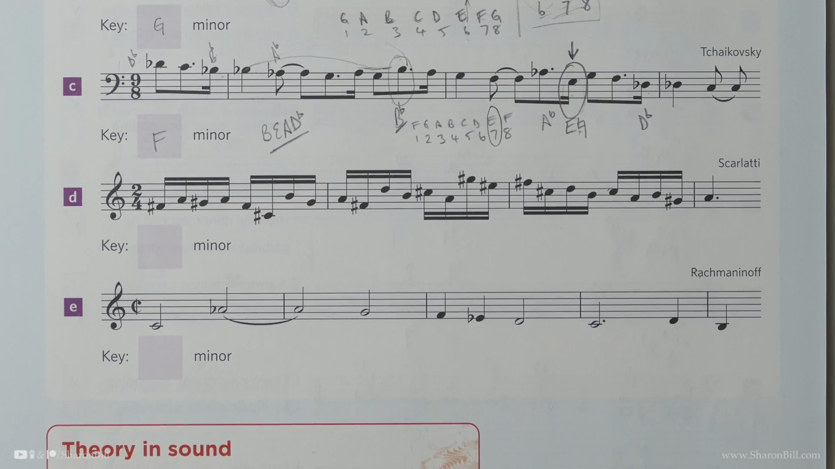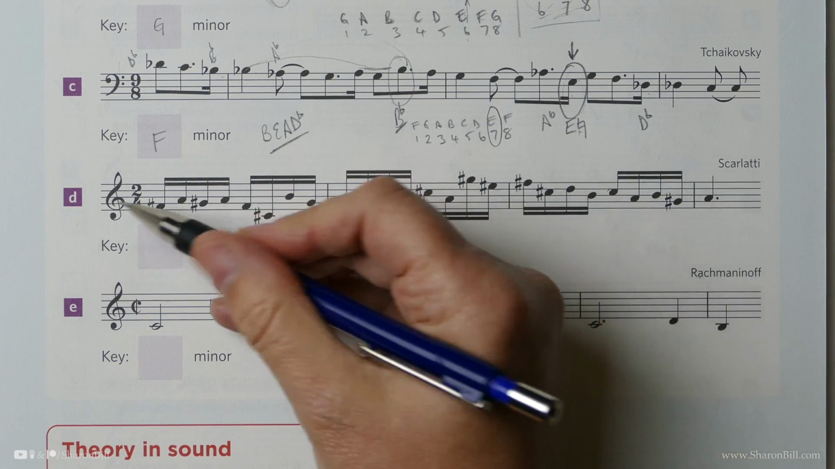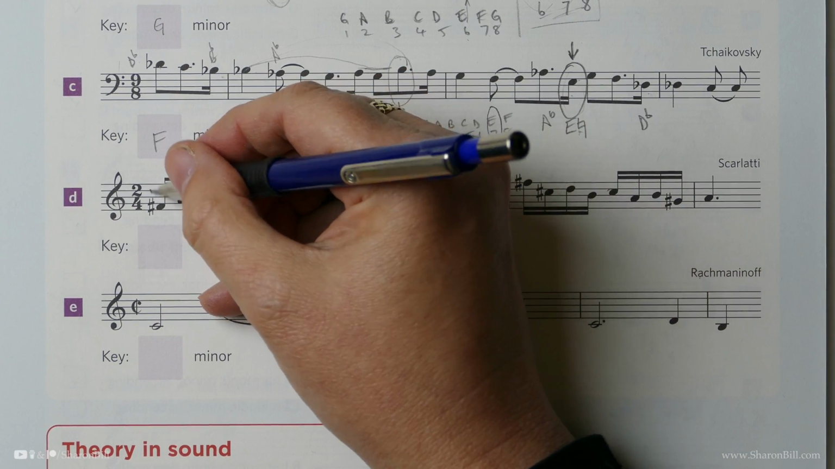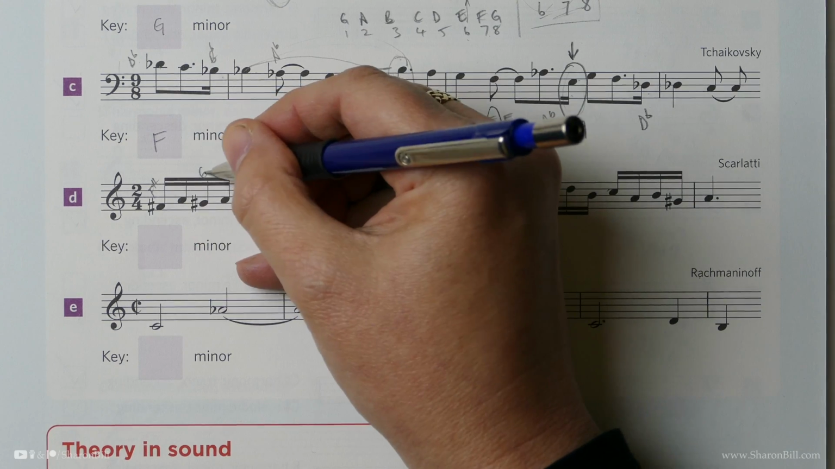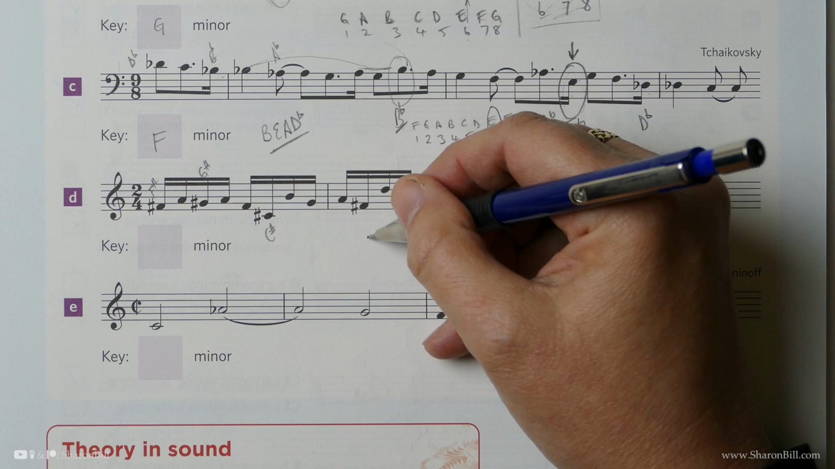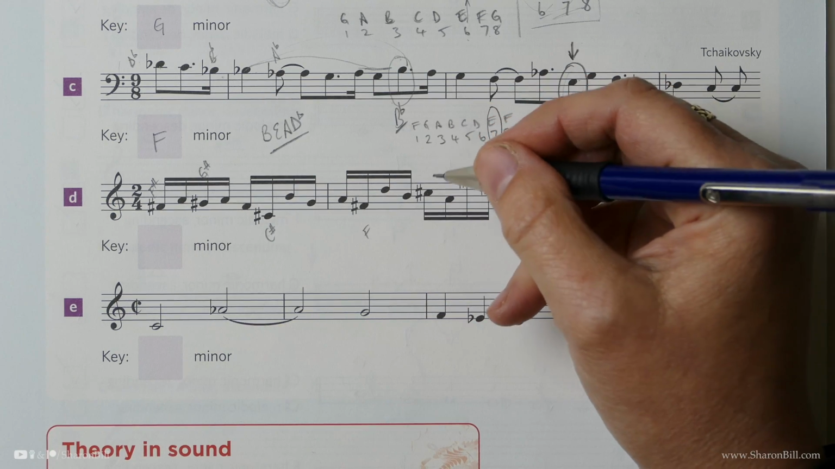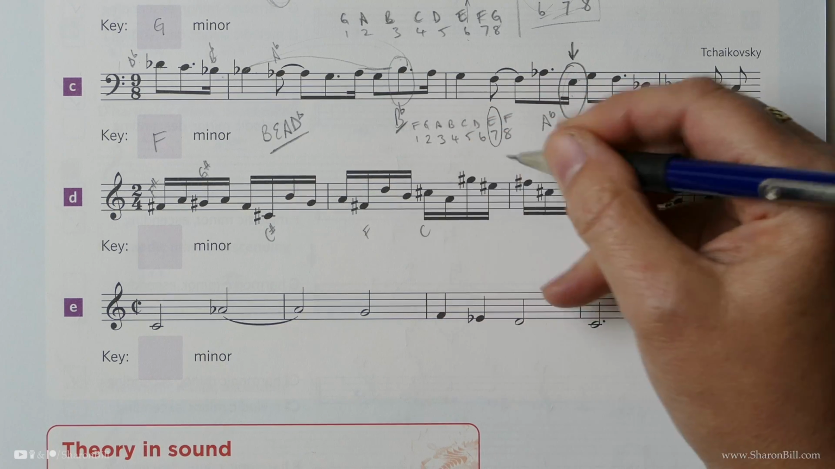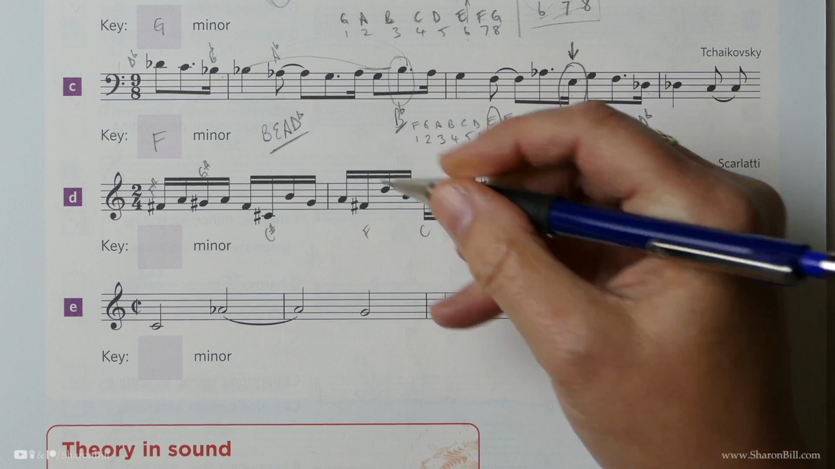Let's look what we've got now in exercise D. We're in the treble clef. We have F sharps, G sharps, C sharps, F, C sharps, G sharp. So we've got F, C, G sharps.